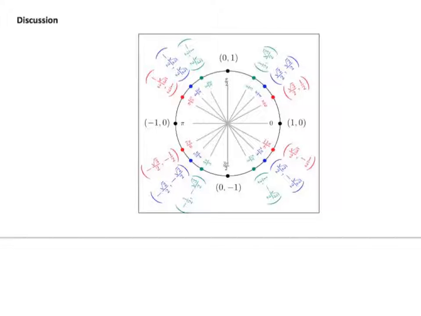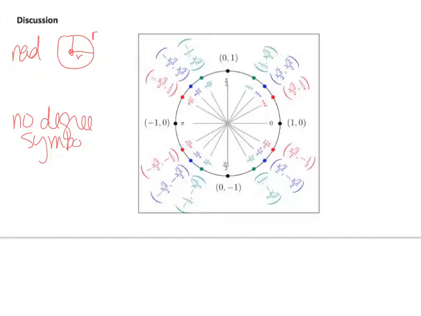So what did we learn? A radian is the measure of the central angle of a sector of a circle with arc length the length of one radius. So if this is the length of the radius, that's the length of the arc length, and then the central angle is called 1 radian. If there's no degree symbol in your problem, radians is implied.